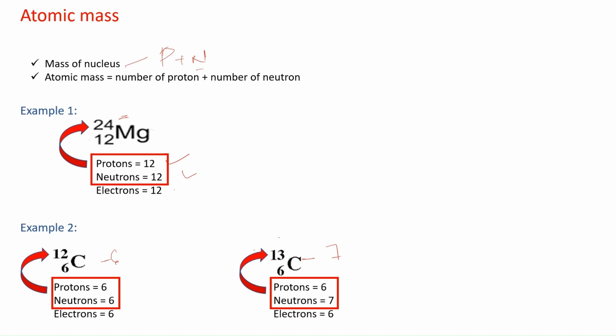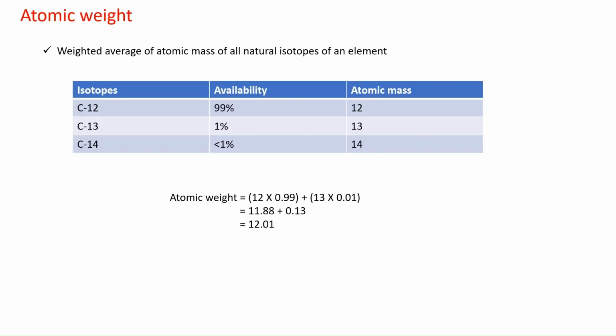Understood? Easy. Now, what is atomic weight? What is the difference between atomic mass and atomic weight? Atomic mass means the mass of a particular isotope of an element. Correct? Like carbon 12. This is the mass of this particular isotope, the carbon 12 isotope. Carbon 13. This is atomic mass.